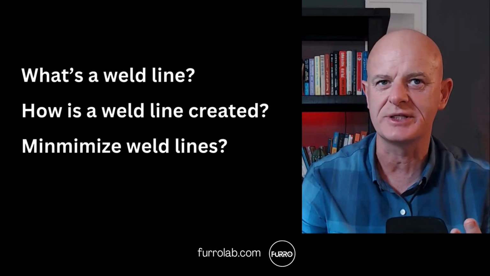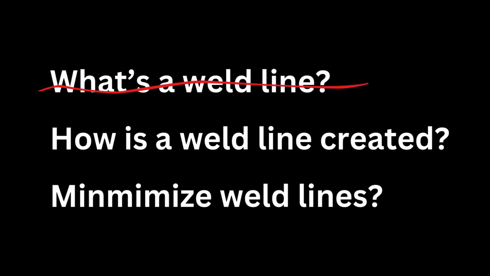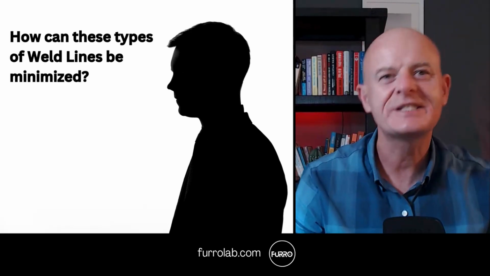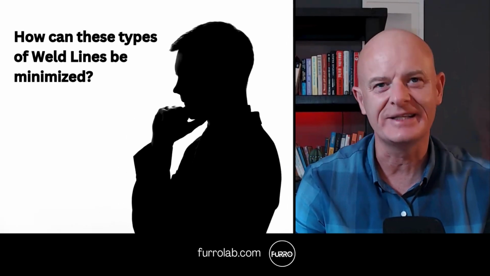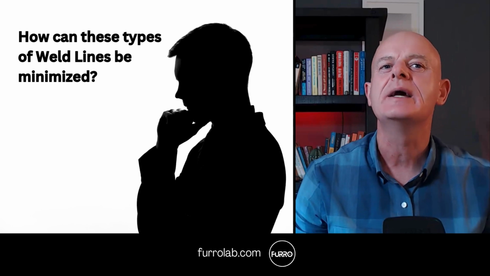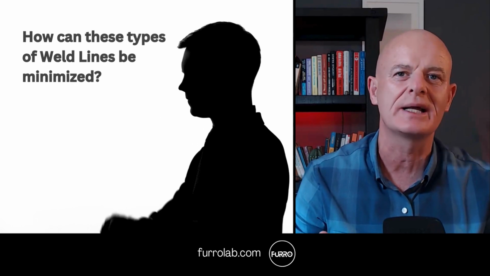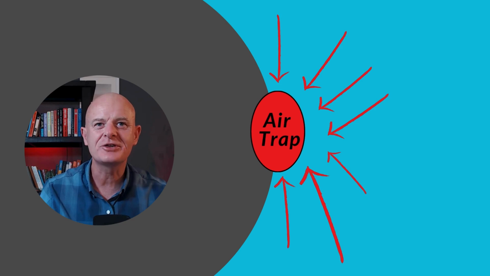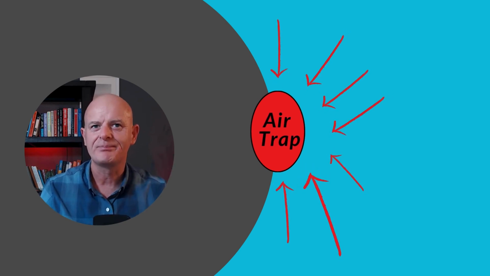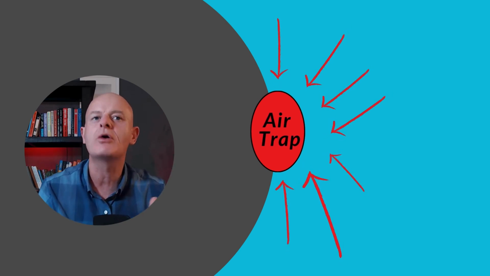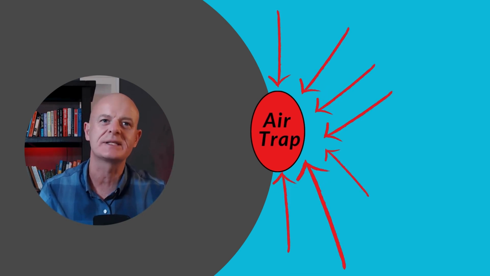We started this conversation with these three questions. You now know what a weld line is, and you have a better grasp of how weld lines are created. That leaves only one question left to investigate. Let's look at the next step in this discussion. How can we improve these types of weld lines? Remember the air trap? This is a clue. How can we reduce or avoid this air trap scenario?